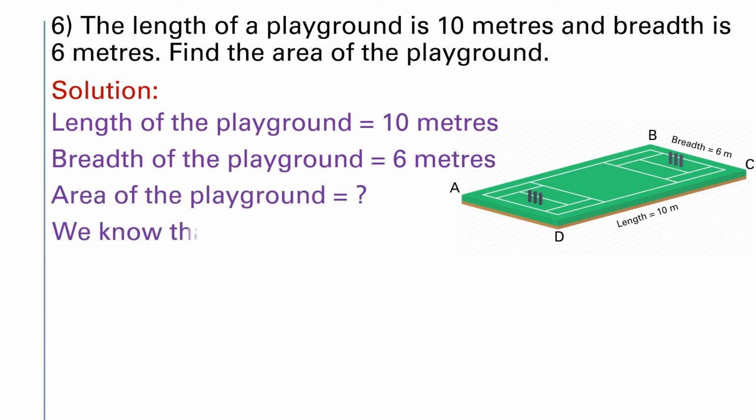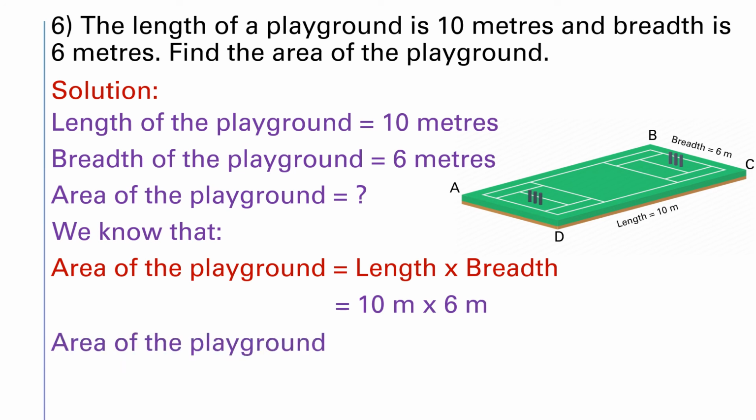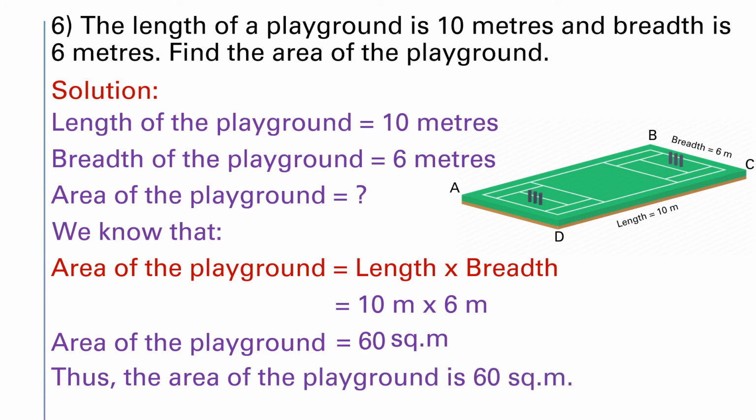We know that area of the playground is equal to length multiplied by breadth. Now put the value. Length is equal to 10 meters. Breadth is equal to 6 meters. So write down 10 meters multiplied by 6 meters. Now do the multiplication. 10 6s are 60, and meter multiplied by meter, we get square meter. Thus, area of the playground is 60 square meter.